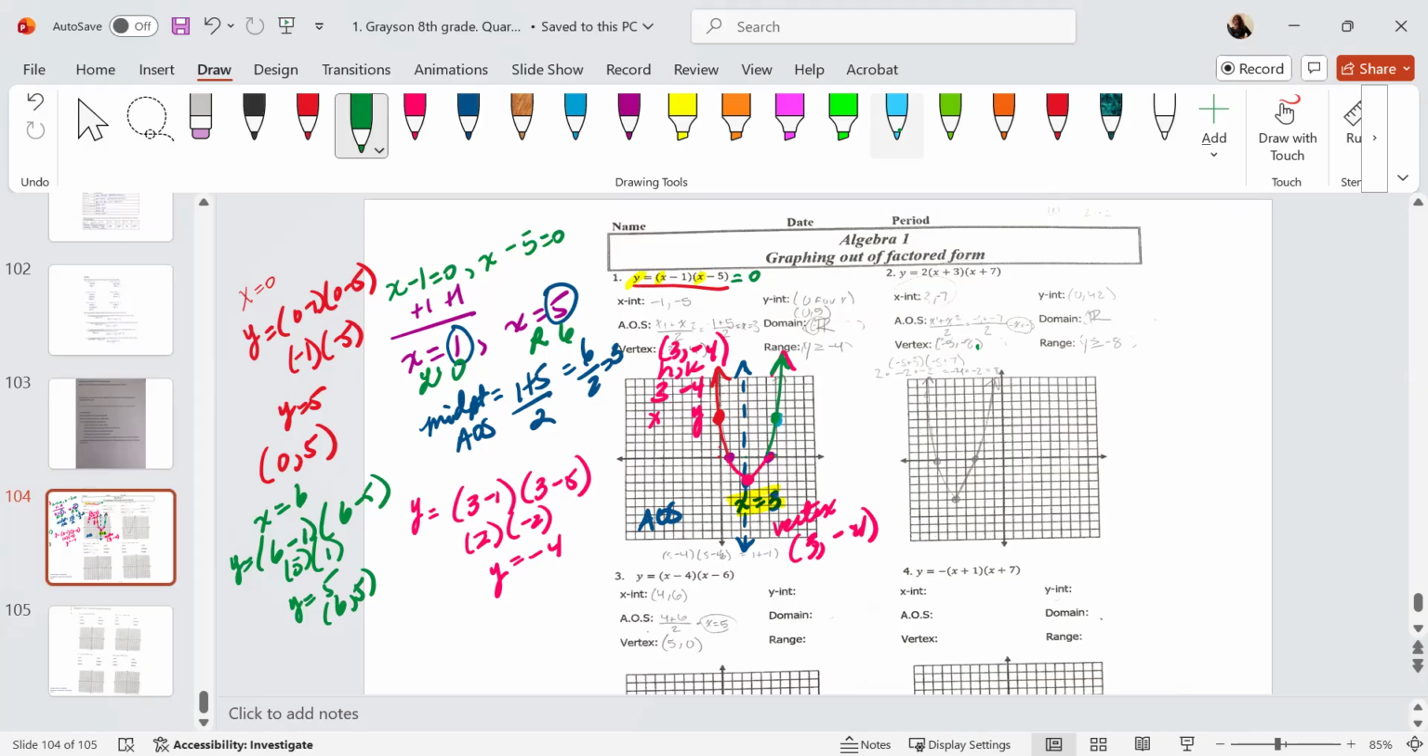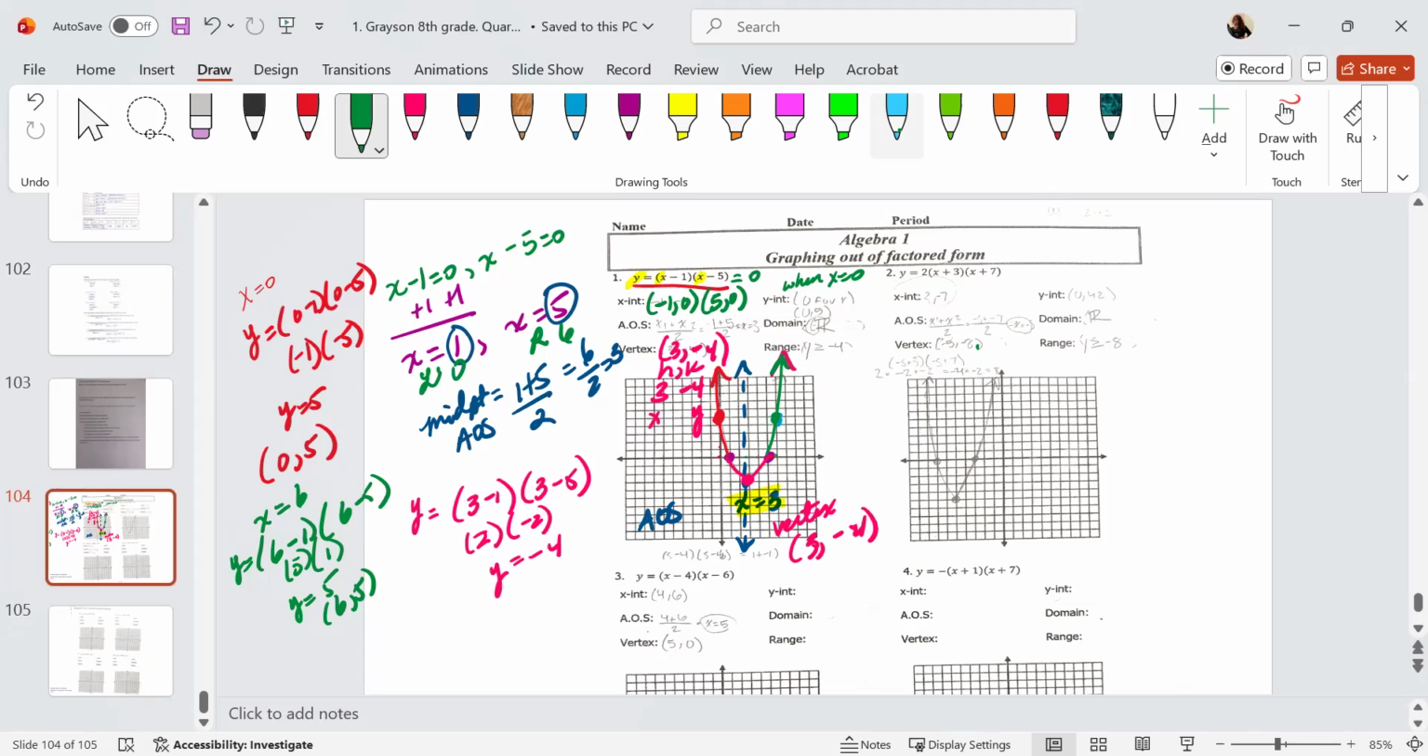X-intercept. You cannot be negative 1 and negative 5. Your x-intercept is when y equals 0, so (-1, 0) and (5, 0). That is your x-intercept, right? Okay. Y-intercept is when x equals 0, correct?